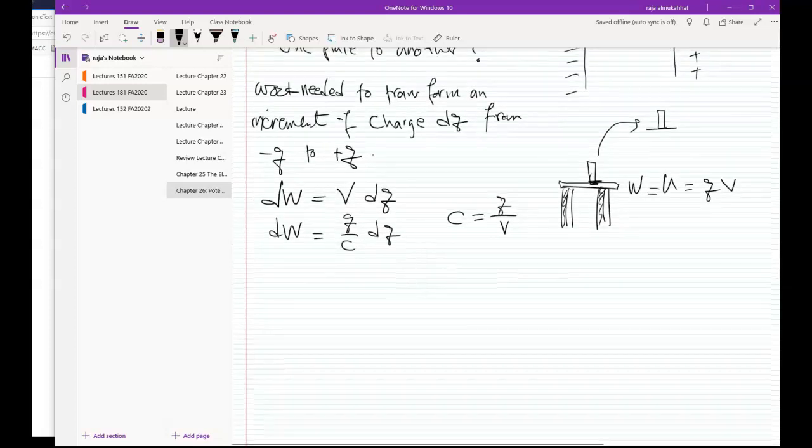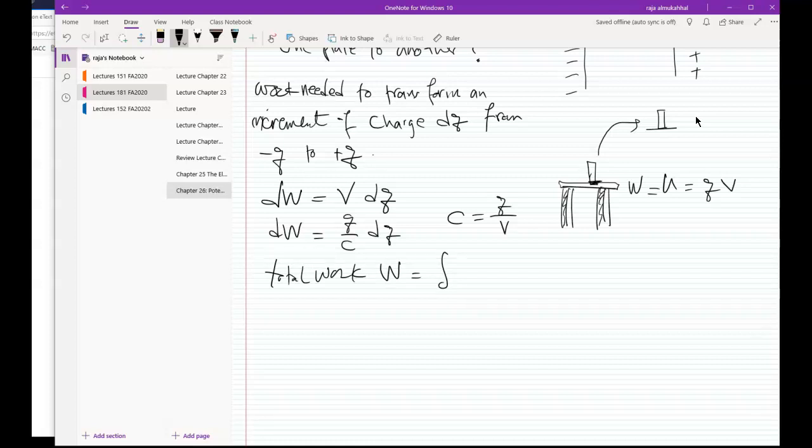And then I'm ready to integrate now. So therefore, the total work, W, will be equal to the integral of Q over C dQ, all right? Now, the question is, what are the limits of the integral? Well, let's say I'm starting from zero charge all the way to when I have a fully charged capacitor. Let's make it big Q, okay?